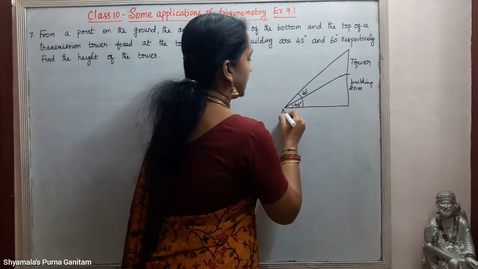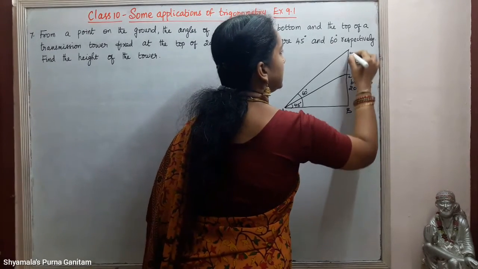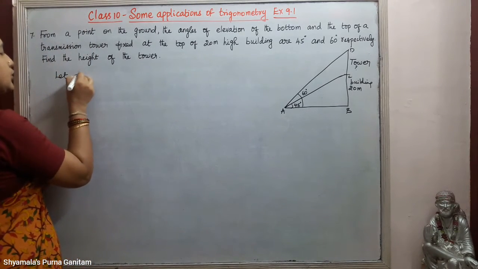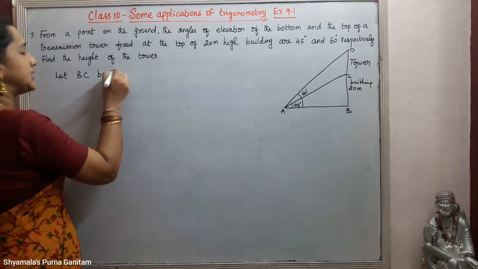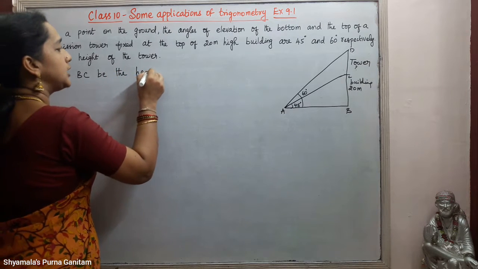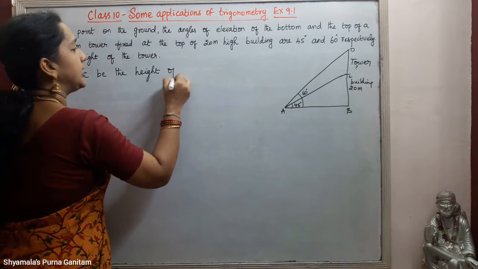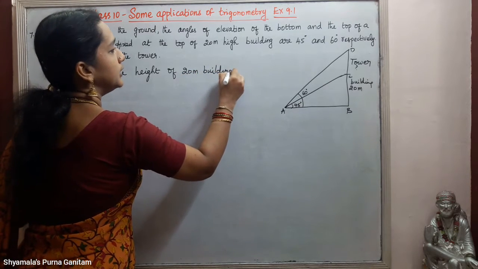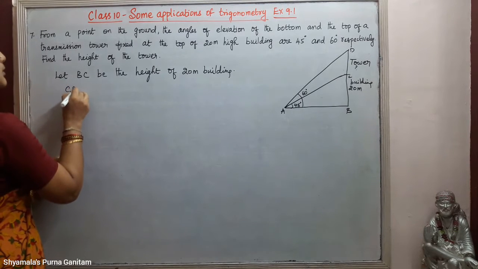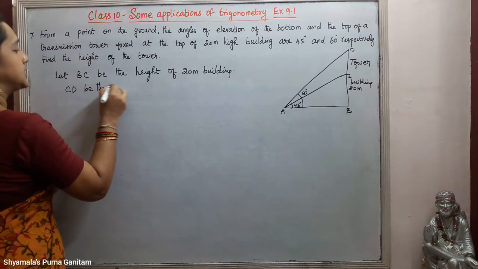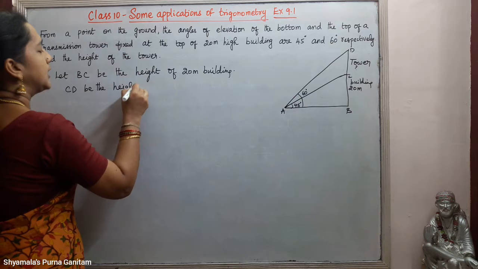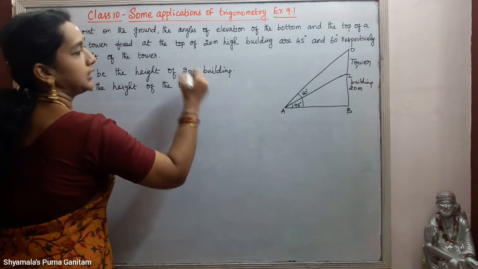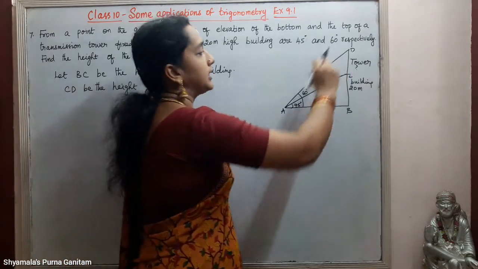Okay. So A, B, C, D. Let BC be the height of the 20-meter building. CD be the height of the tower. So we are asked to find that height only.